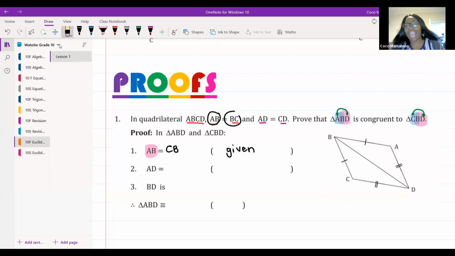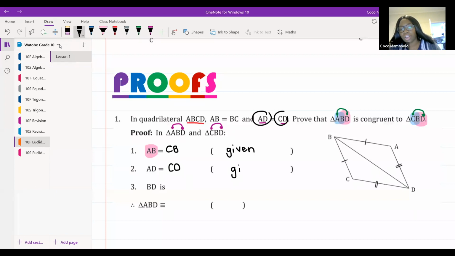Amy is already jumping the gun, already telling us which one is next. Good. Now they say AD. So we're going to go into our triangle and we're going to go A and D. Do you see how we skipped over B and we went from A to D? AD needs to be equal to, let's look at this triangle, CD. Good. It needs to be equal to CD. And my reason for that, again, they've given it to me. AD is equal to CD. It's given.